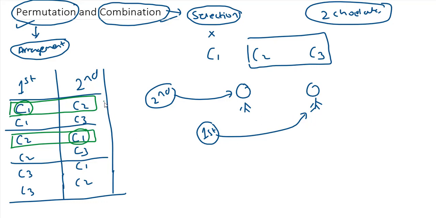So as you can see, there is one pair of C1, C2. There is one pair of C1, C3 here and C1, C3 here. Then we have C2, C3 and C2, C3. So in all of these cases, the order in which you are selecting the chocolates will decide which chocolate your friend will get to eat and which chocolate you are going to eat. So in such cases where the order is important, we will use permutation. So the total number of ways in which you can select these chocolates will be 6 ways.